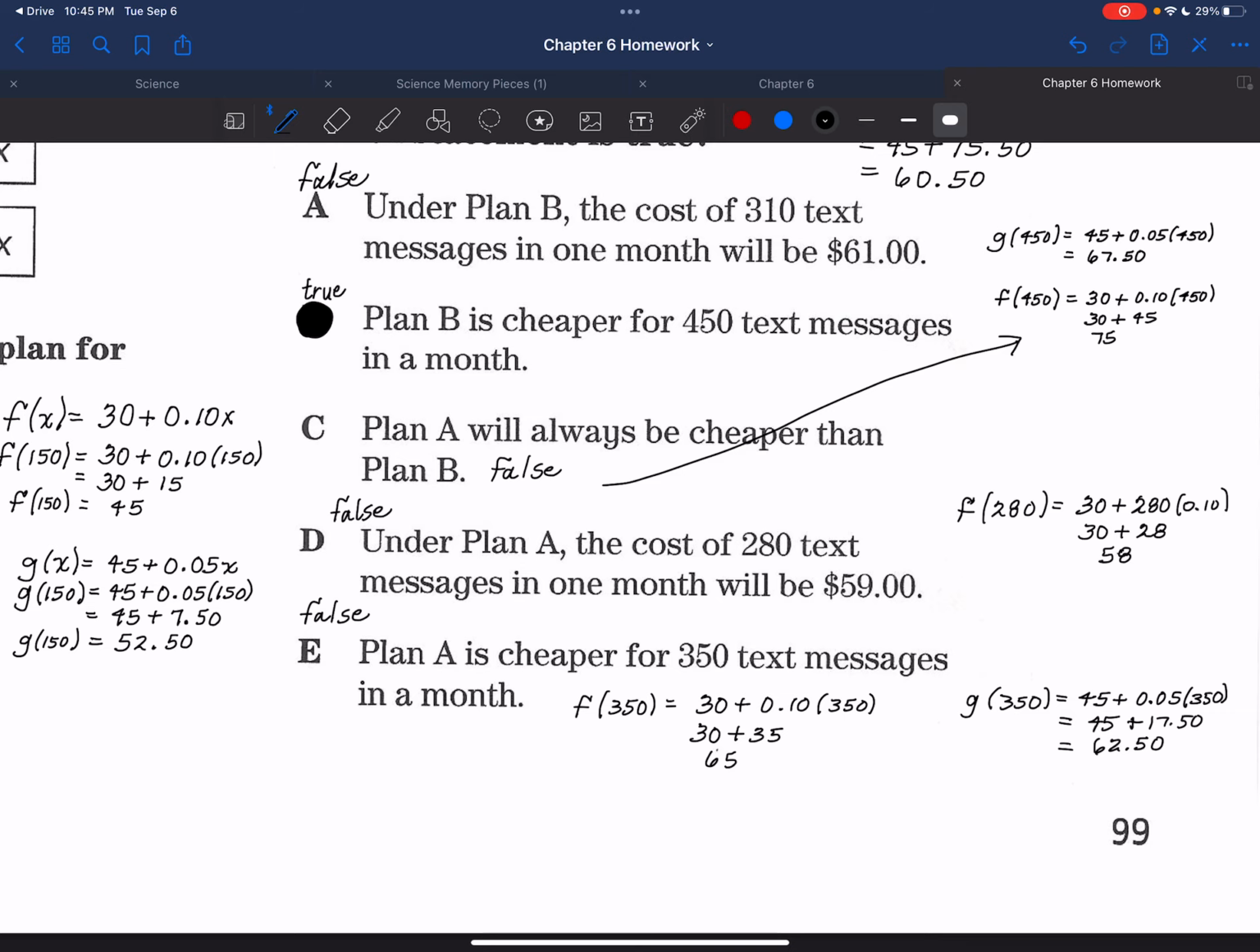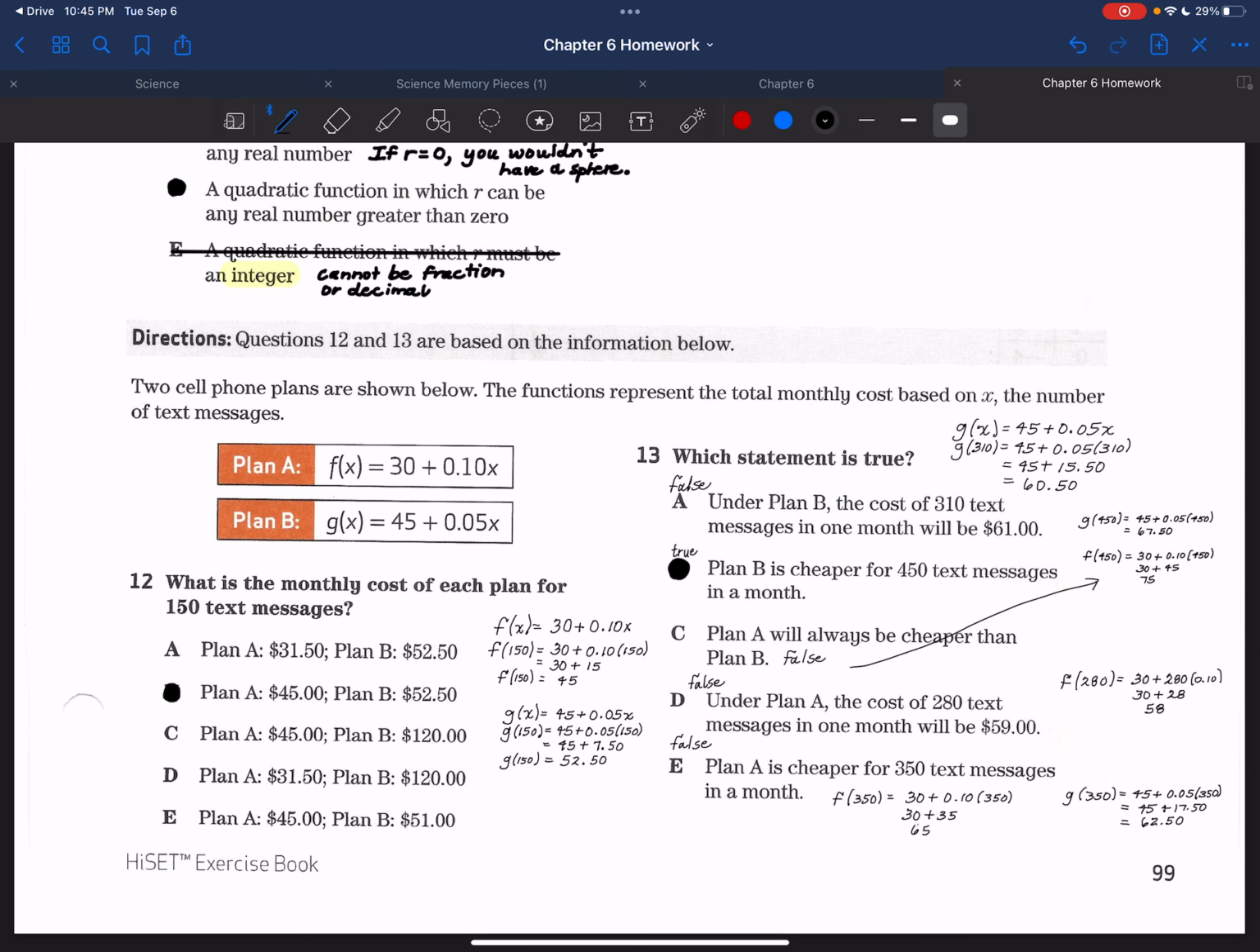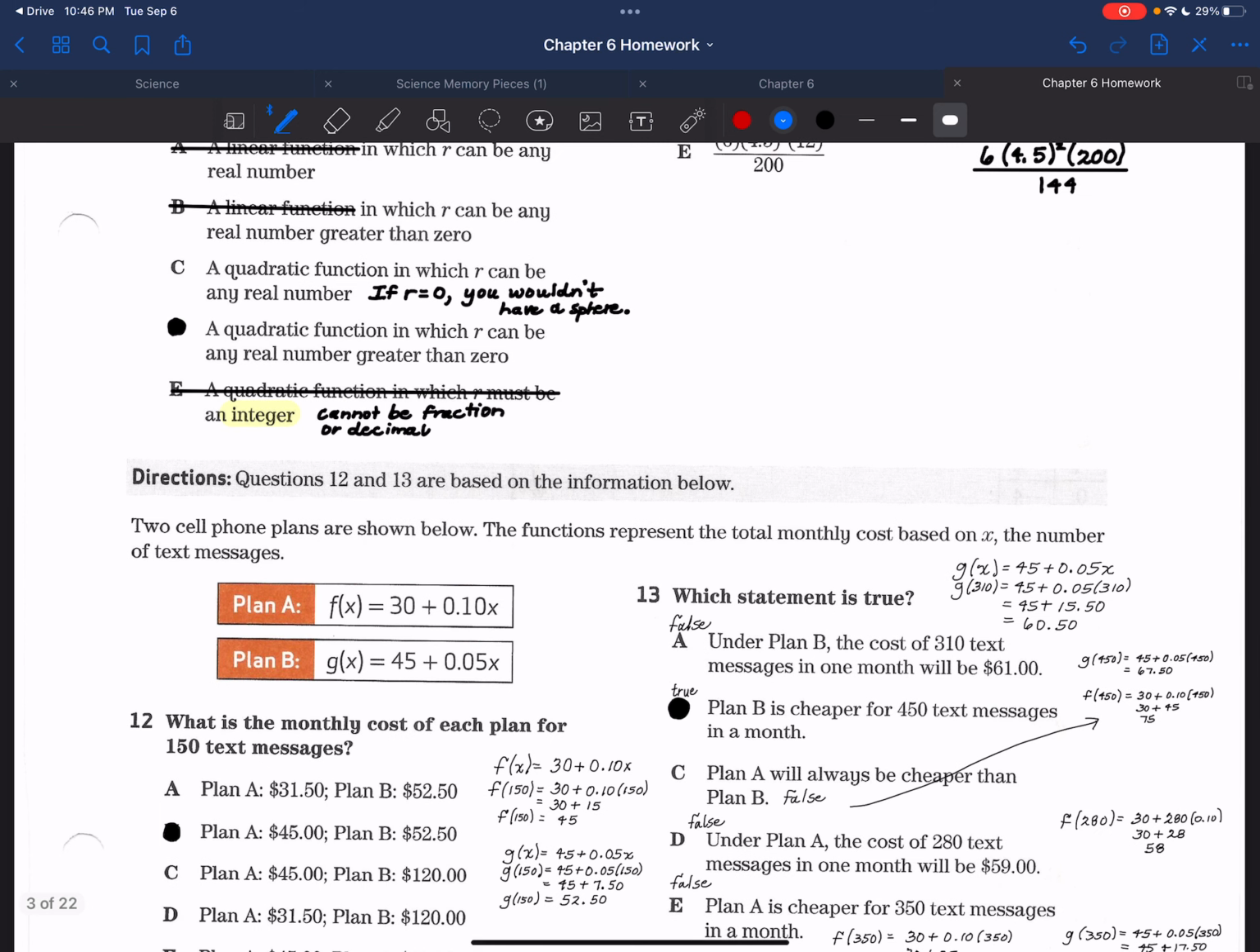Now, I do want to show you one thing here, because this is a very common math question. And that is how to find when the two plans are equal. How many messages could you get where it just wouldn't matter what plan you had? And if you need to do that, here's the background. You want to know when f of x and g of x are equal. So f of x is 30 plus a dime per message, and g of x is 45 plus a nickel per message.